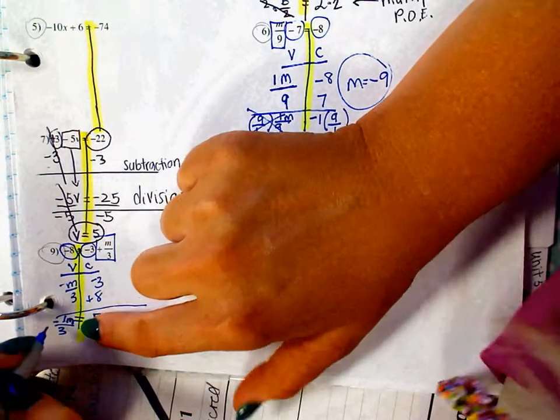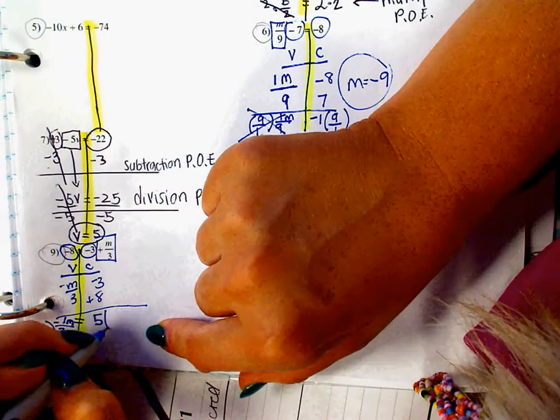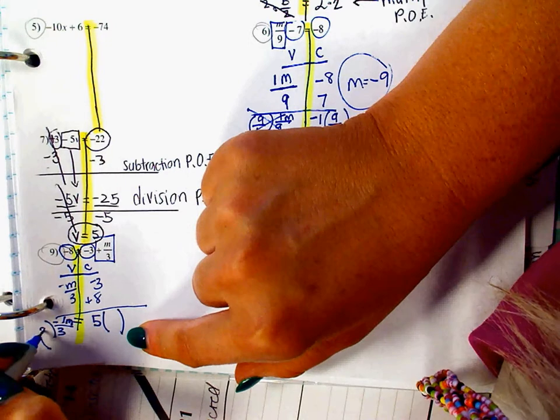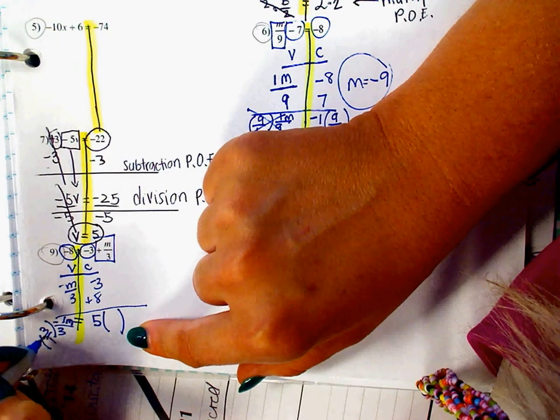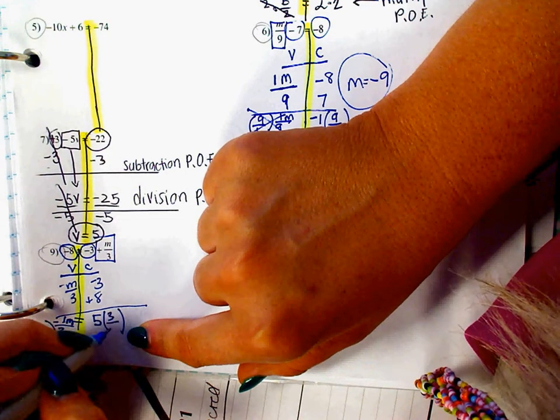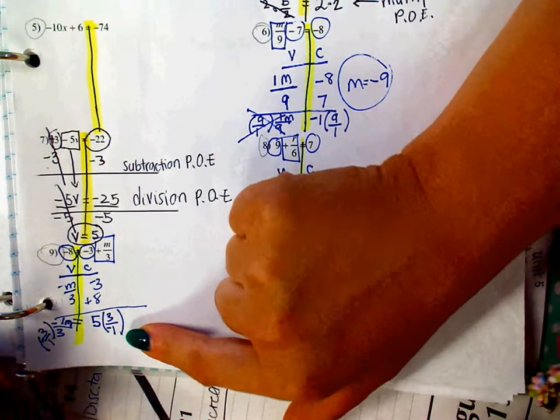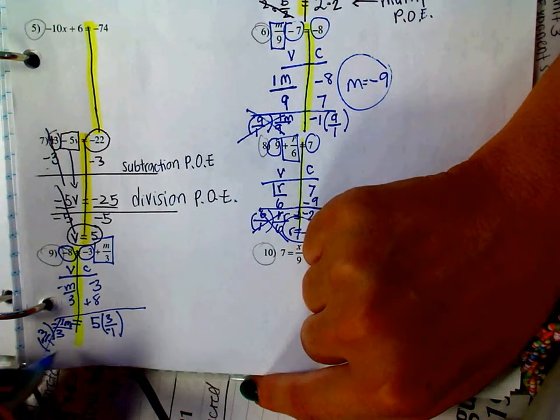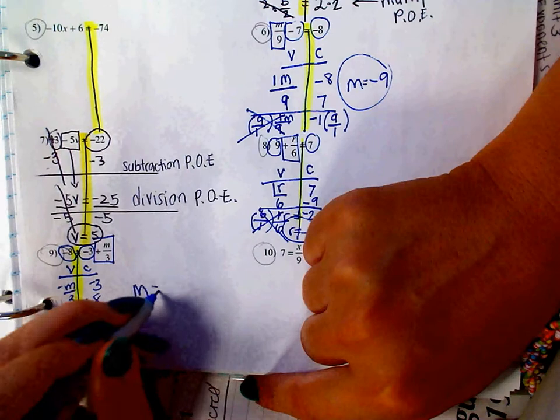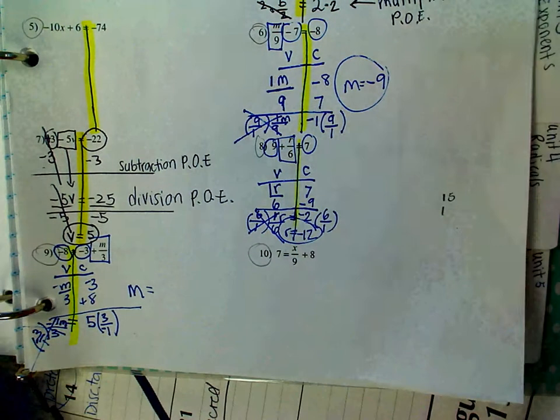Okay, draw your parentheses, flip your fraction. Remember, it's negative. And multiply. M equals 5 times 3 over -1, which is -15.